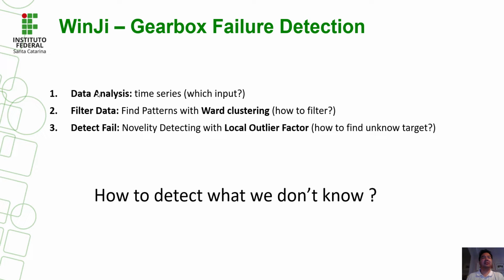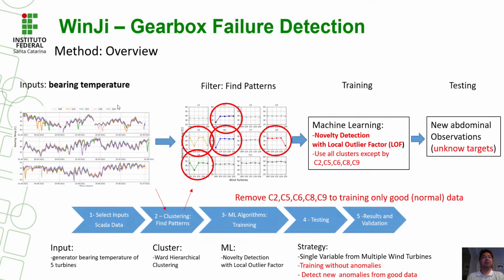In this presentation, I organize first the data analysis for the time series. The second part is to use the clustering algorithm for finding patterns and filter the data. And the third part is to show the second algorithm, the local outlier factor, that really detects the failure or anything not normal for the conditions I adjust. So basically the question I start with is how to detect failures of the wind turbine when we don't know the problem.